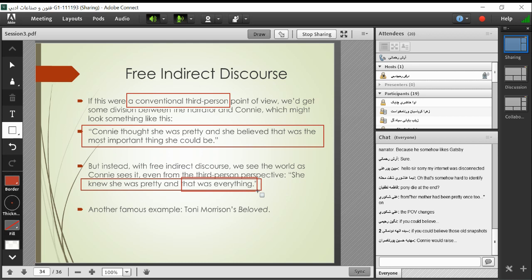پس روش تشخیص دادن FID میشه این که آیا از کلماتی مثل she thought, she believed, she saw, she imagined استفاده می‌کنه راوی یا نه. مستقیما میره سراغ اون افکار و احساسات و عقایدی که کاراکتر داره و اونا رو به عنوان یک objective truth به ما میگه. پس اینجا می‌تونین FID رو تشخیص بدین. یه مثال دیگه هم رمان معشوقه یا بیلاود خانم تونی موریسونه که معروف‌ترین‌هاست.